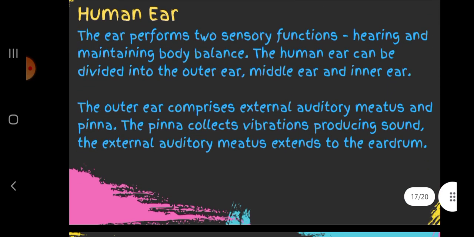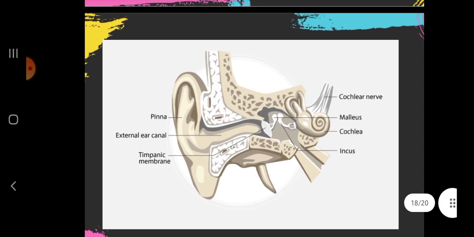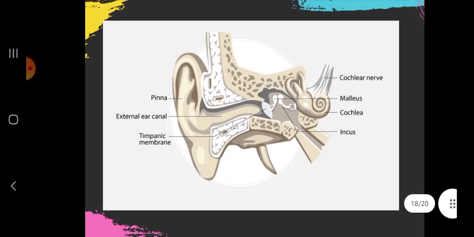Then human ear. The ear performs two sensory functions, hearing and maintaining body balance. The human ear can be divided into outer ear, middle ear and inner ear. The outer ear comprises the external auditory meatus and pinna. The pinna collects vibration-producing sounds. The external auditory meatus extends to the eardrum. This is the structure of the ear.